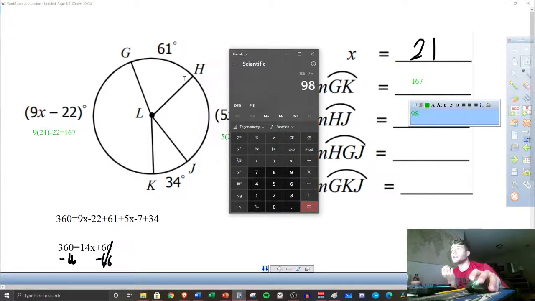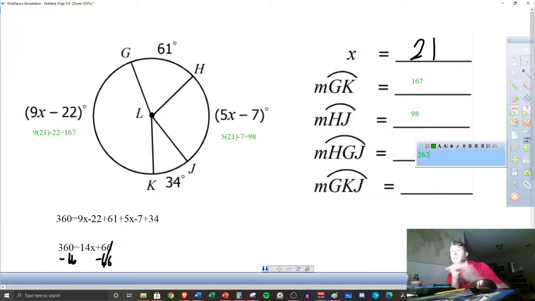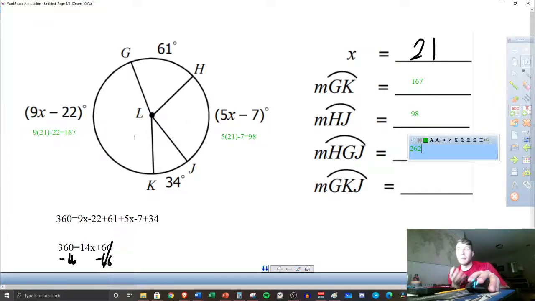We start at H, H to G, that's 61. All the way to J, which is 167. This one here, this arc GK, and then KJ, we have to add that as well. So all of them combined should get 262, okay? Or you'll notice that that was everything except this arc here. So we could have done 360 minus that 98. However you want to do it, it all works, okay?